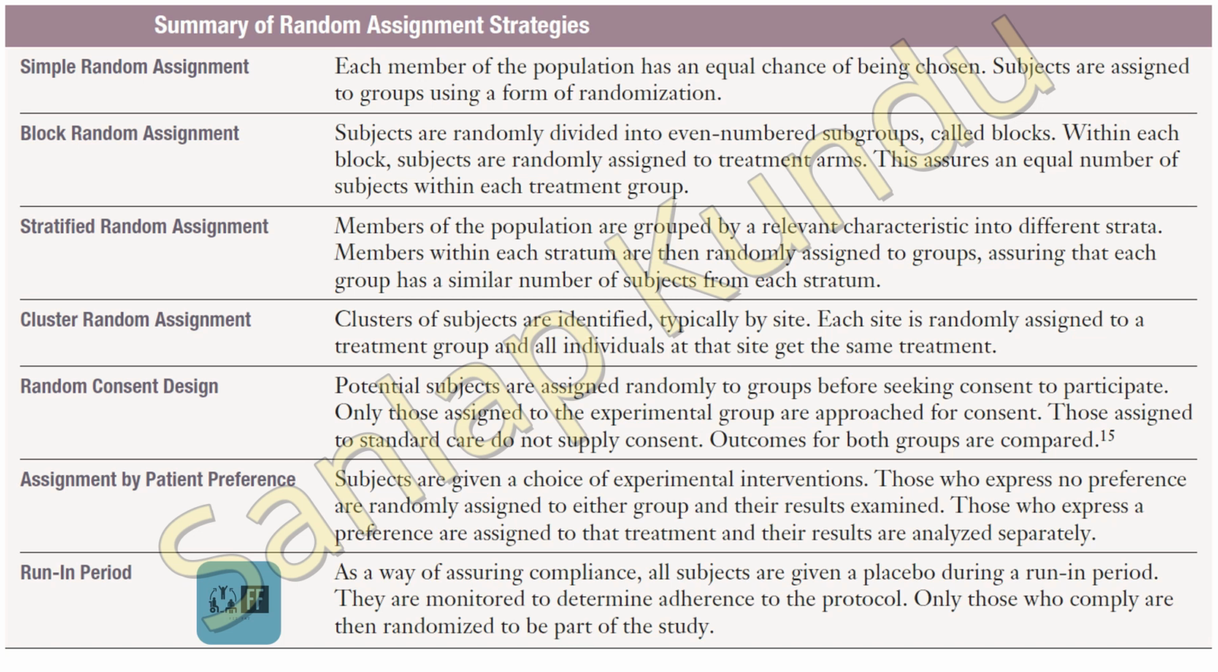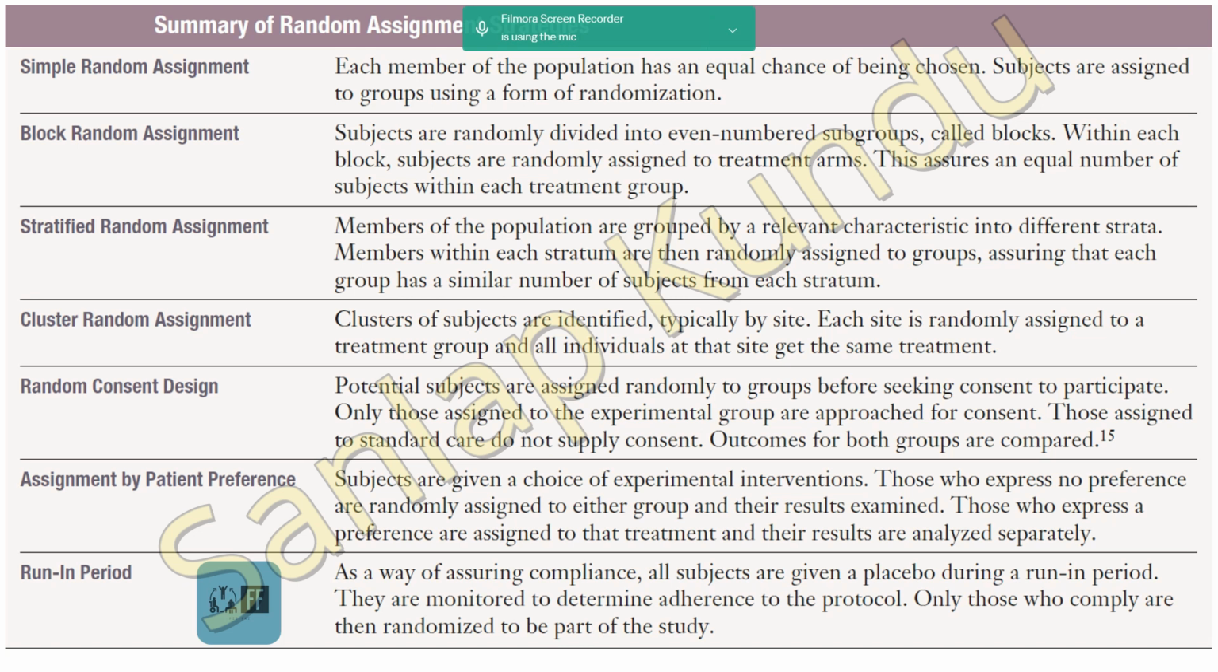Now to address that problem, block randomization or block random assignment is your answer. In block randomization, subjects are randomly divided into even numbered subgroups called blocks. Within each block, subjects are randomly assigned to the treatment arms. This will assure that an equal number of subjects is there within each treatment group. Now, these two are the main randomization techniques that we commonly use in our postgraduate thesis.